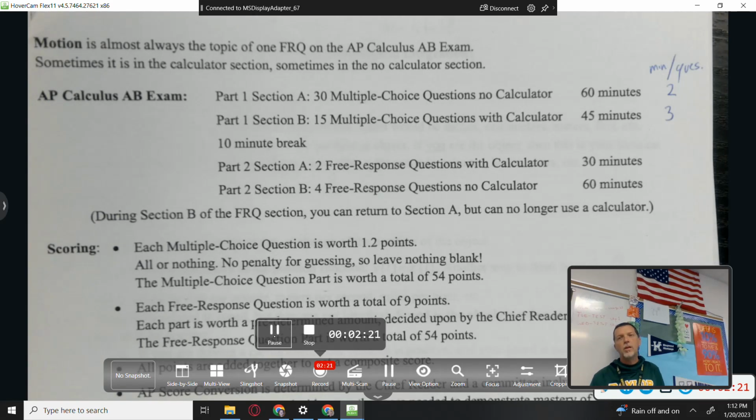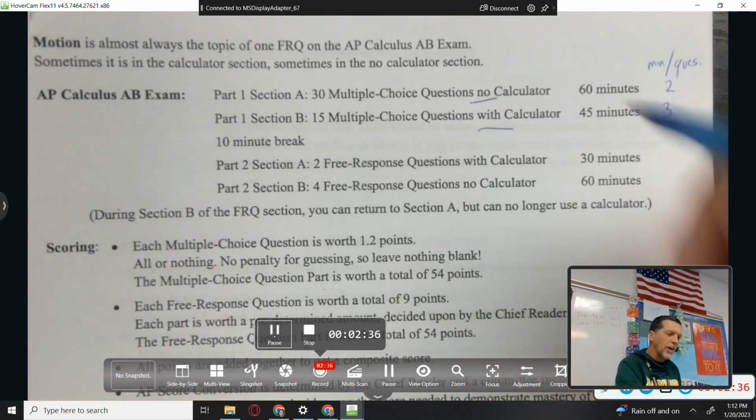Why do they split them up? The calculator with non-calculator. I don't understand. Why do they split them up? They're both calculator. They're both not that one. Okay. I thought they're the same. Oh, I see. One's no calculator, one's with calculator.